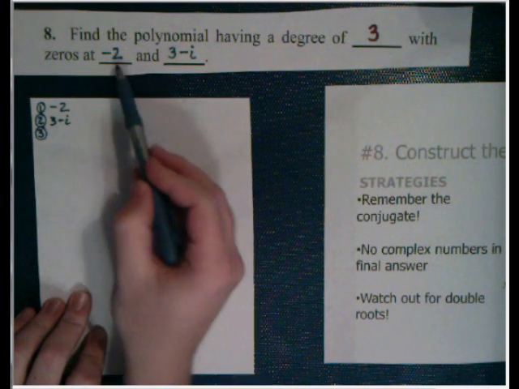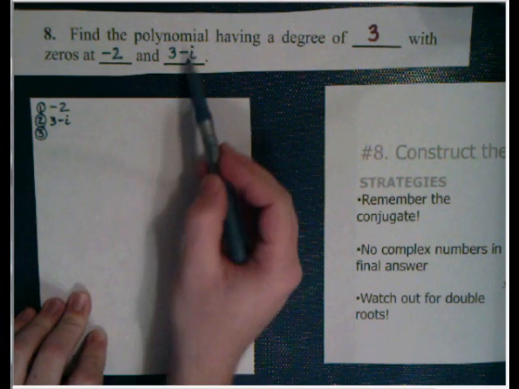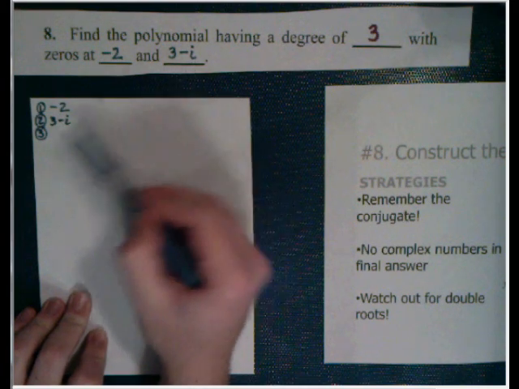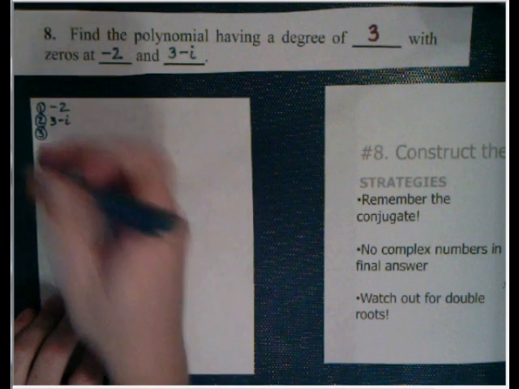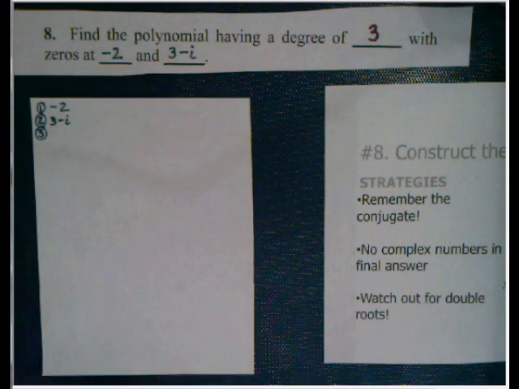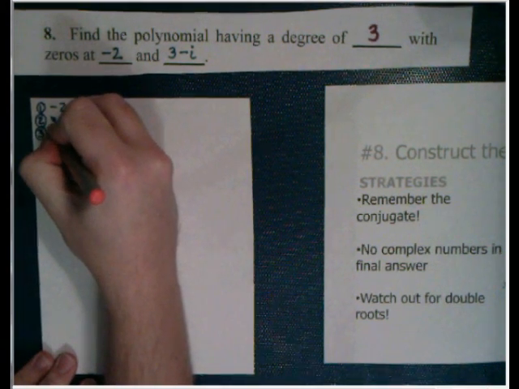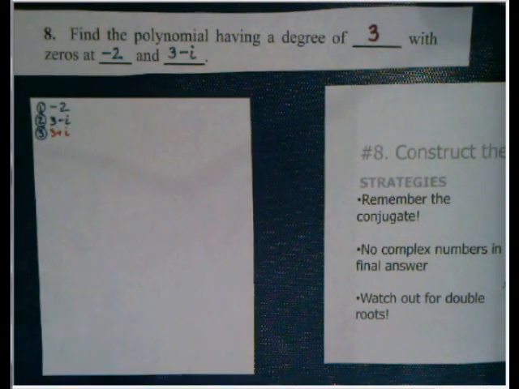And now it could be a double root, so it could be another one at -2, or it could be a conjugate. Well, in this case, since we only have one more spot, it has to be the conjugate, the complex conjugate of 3 minus i. So in this case, our next zero, or our third zero, our final one, would have to be 3 plus i. So that's a good place to start, is make sure you have the correct zeros.